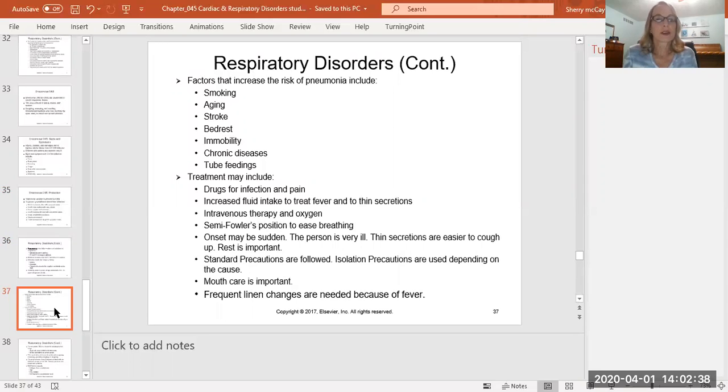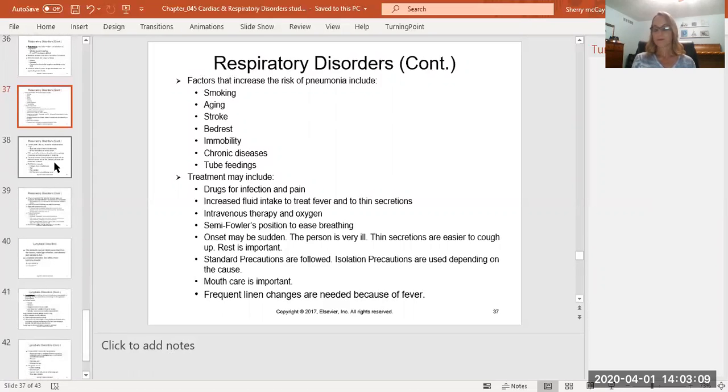Treatment may include drugs for infection and pain, increased fluid intake to treat fever and thin secretions, IV therapy and oxygen, semi-Fowler's position to ease the breathing. Remember, lying flat's not good. Onset may be sudden. The person's very ill. Thin secretions are easier to cough up. Rest is important. We're going to use standard precautions. Isolation precautions are used depending on the cause. Mouth care is important, and frequent linen changes are needed because of fever, and they would be perspiring a lot.